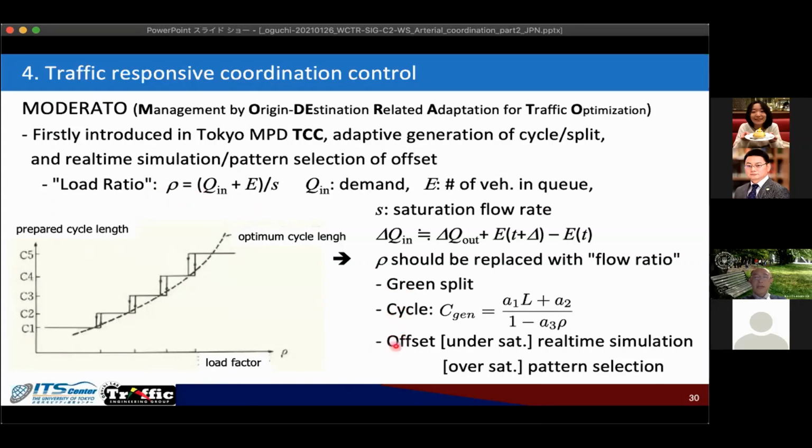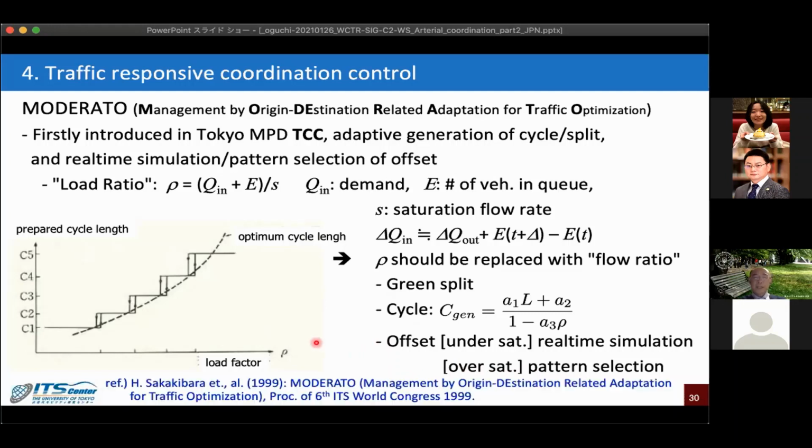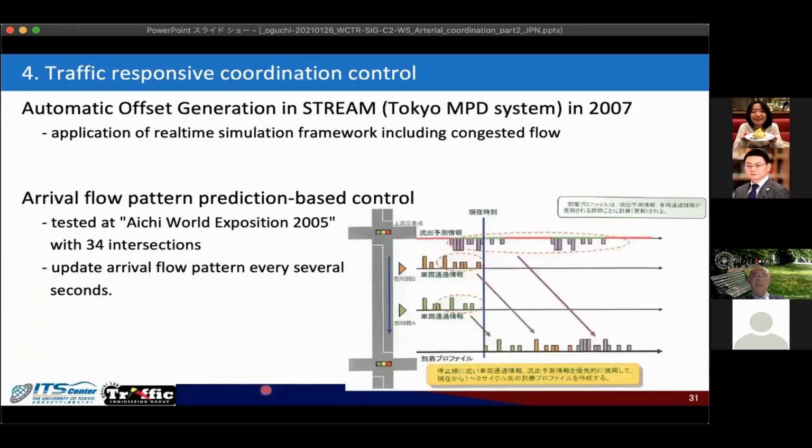And the offset is not all calculated by simulation. Some pattern-based pattern selection was applied for oversaturated situations in the beginning, but at this moment they apply any conditions. Okay, in 1999. And these days, some progression of the arrivals is also considered and already applied.